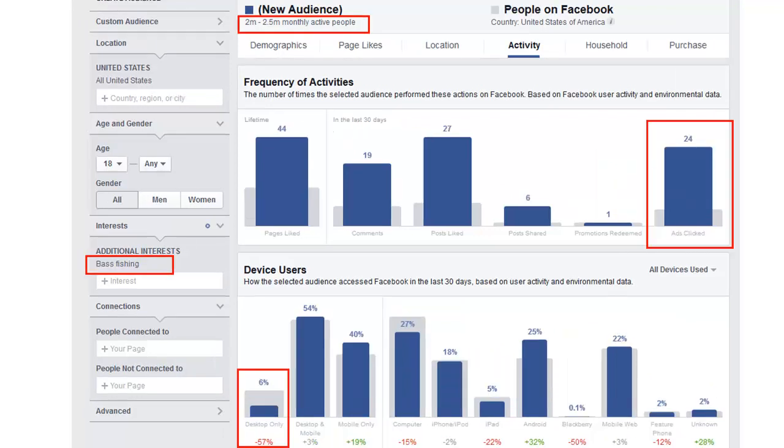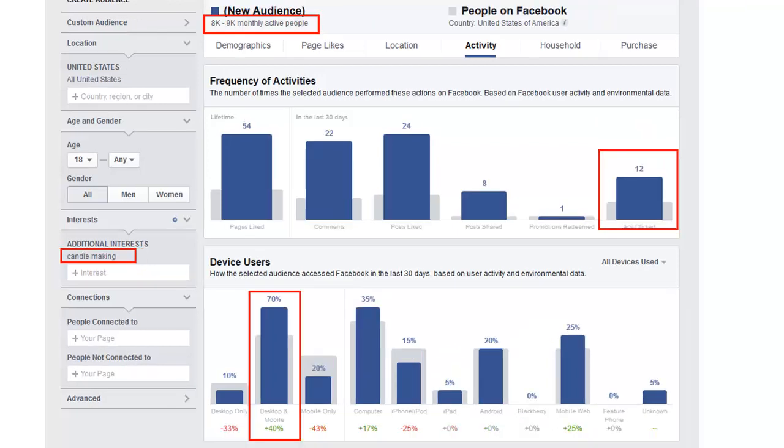Now, look at this here. Bass fishing, additional interest on the left. Look at the bottom there: minus 57% desktop users. So these are much, much more likely to use mobile phones. I guess they're out at the river trying to catch dinner. And look at this here, 24 ads. So this is an audience I need to target in a very, very different way from the other audience.